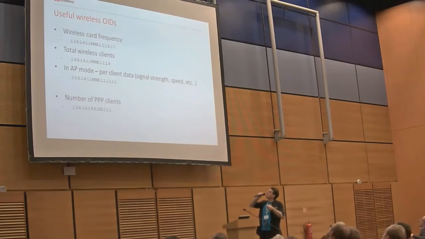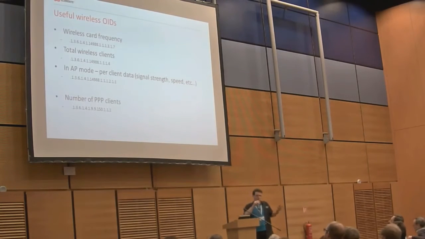Useful wireless OIDs, for example, wireless card frequency is right here. Total number of wireless clients. If you are in access point mode, you can get a lot of per client data, like signal strength on every individual chain, signal to noise ratios, everything, speed of every single user after modulation. There is a lot of data under this OID. And you can even get useful things like the number of PPP clients for your PPP-only concentrators or for your VPN concentrators. That's under this OID.